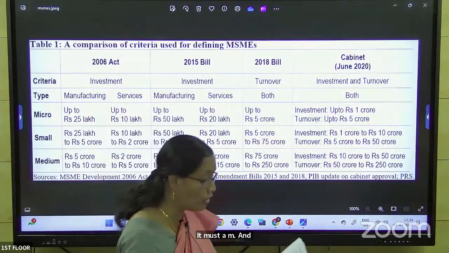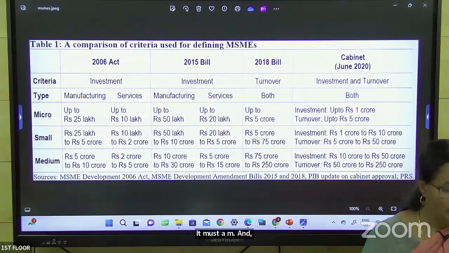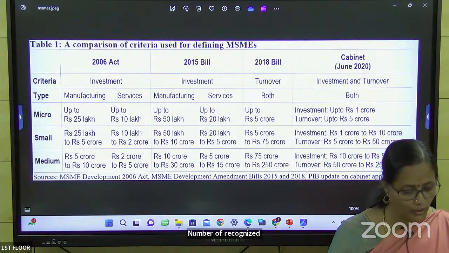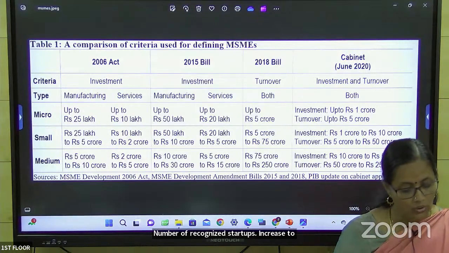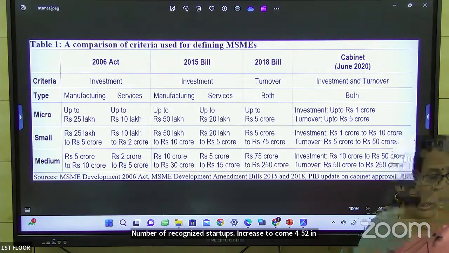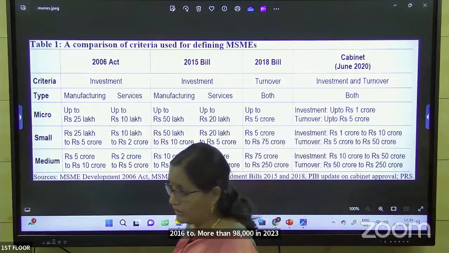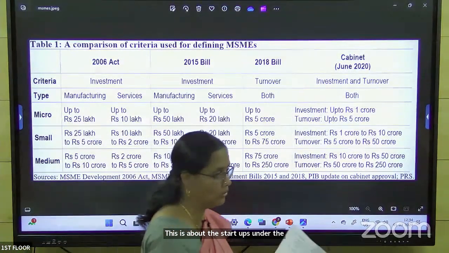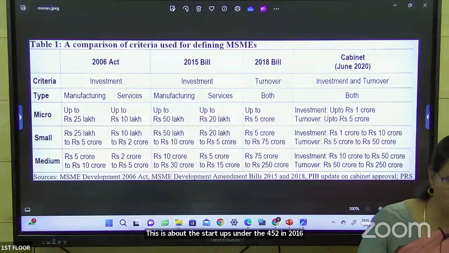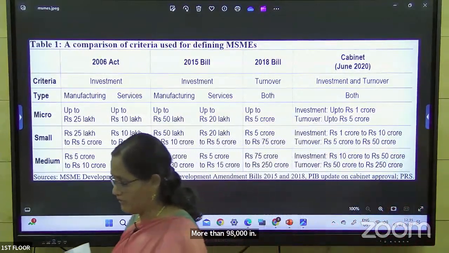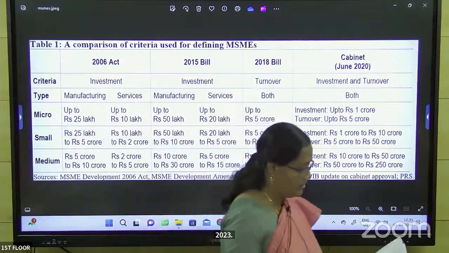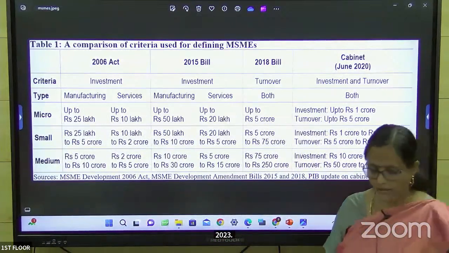And fourth, they have given a good data point. The number of recognized startups increased from 452 in 2016 to more than 98,000 in 2023. This is about the startups under the MSMEs. So these are all the things which they have taken as drivers of MSMEs.